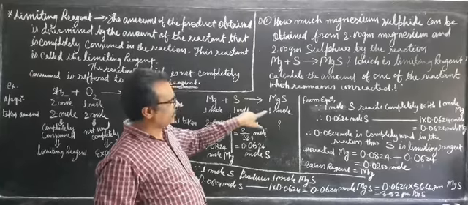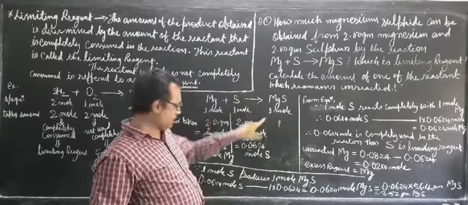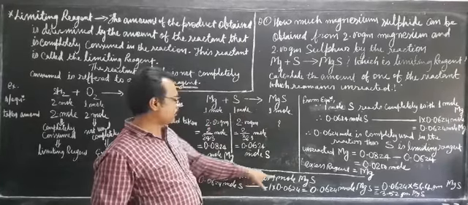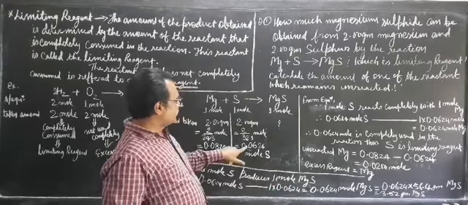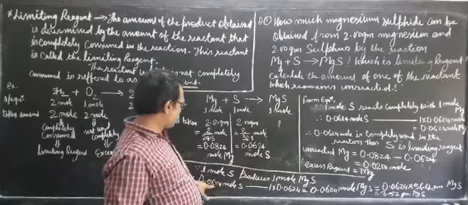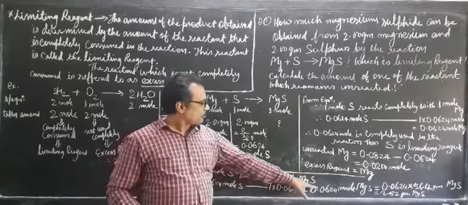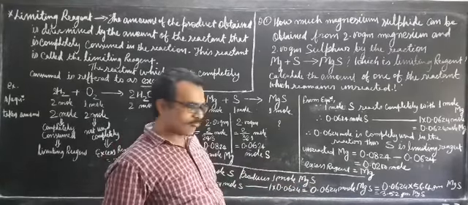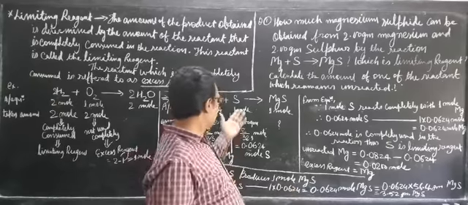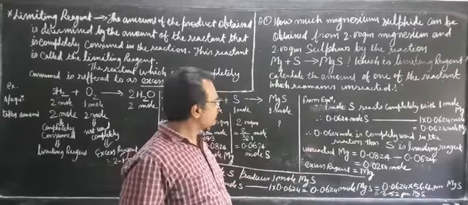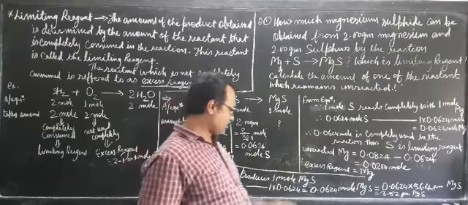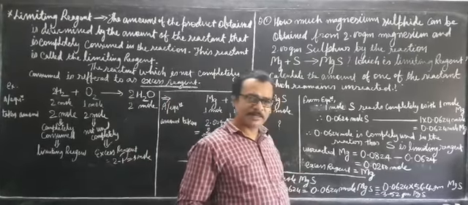1 mole of sulfur produces 1 mole of magnesium sulfide. So 0.0624 mole sulfur gives 0.0624 mole magnesium sulfide. Same, because 1 mole produces 1 mole. So this much sulfur produces this much magnesium sulfide. So we get this much magnesium sulfide.